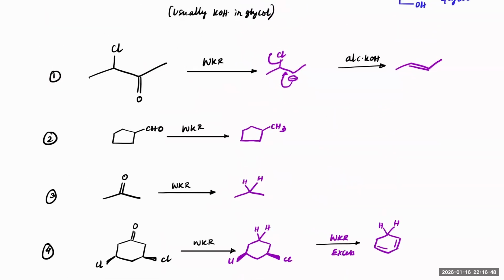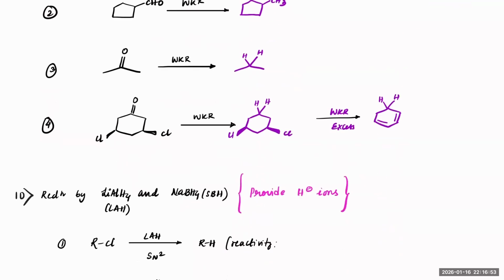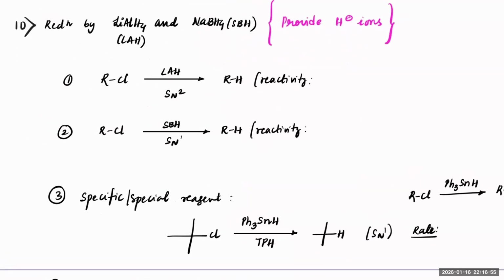So these are the important cases you need to learn from Wolff-Kishner reduction. Next is with lithium aluminum hydride and NaBH4. These two are very, very powerful reducing agents. They will provide H minus ions in the solution, not nascent hydrogens, but H minus. So that H minus can replace the halogens to convert into alkanes.